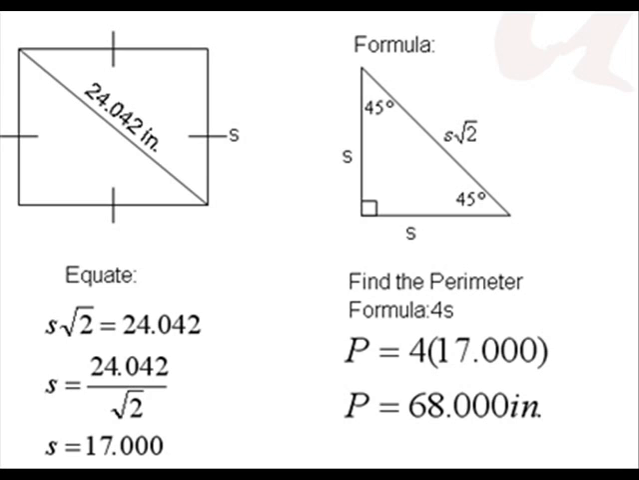X is 24.042 divided by square root of 2. Then x is 17 inches. Since we have to find the perimeter, multiply 17 inches by 4 because of the formula. So 17 times 4 is 68. The perimeter is 68 inches.